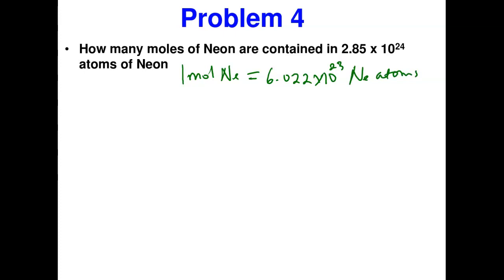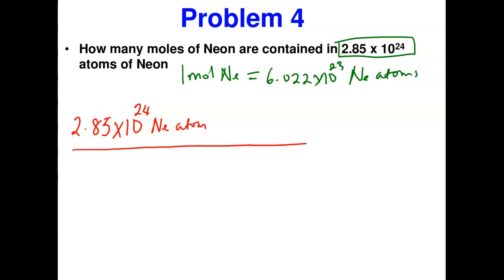So, what I'm going to do here is that we're going from atoms to mole. That's exactly what we're doing. So, I'll start from what I was given. Remember, I was given this. Then, if I'm given that, I'm going to put it in. So, it's going to be 2.85 times 10 to 24 neon atoms.